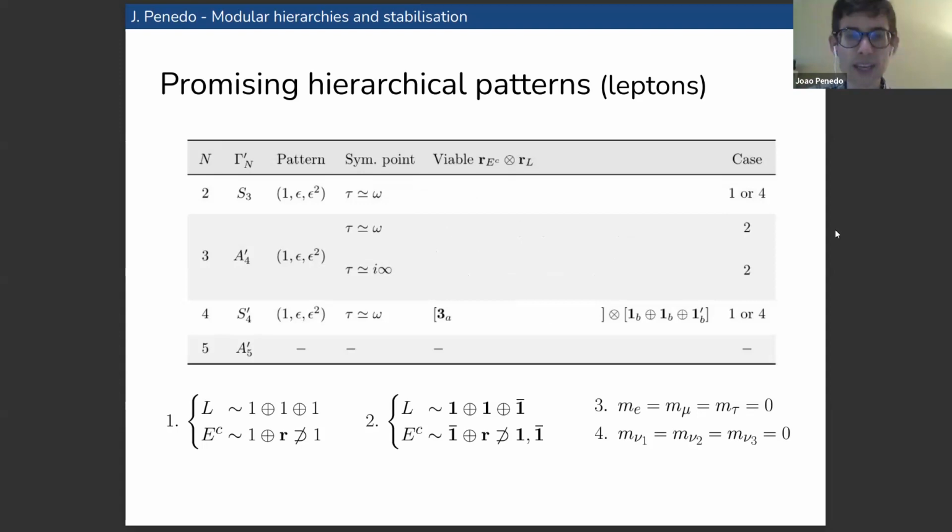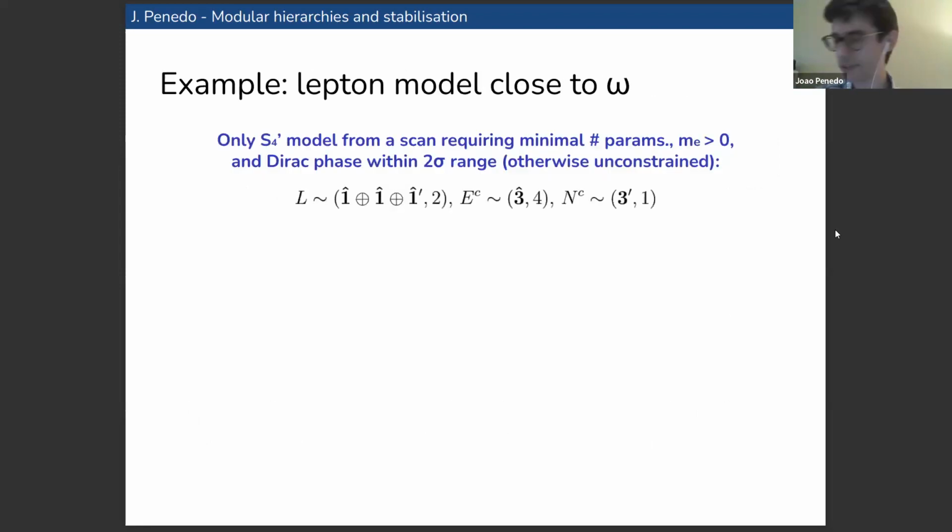It's this one. It has a triplet of S4, and the doublets are transforming as these singlets 1, 1, 1 prime of S4. This will lead to a pattern of masses, which is 1, epsilon, epsilon squared, if your tau is close to the cusp, this omega, which is the cube root of identity. Okay, so we performed this fit, and we found several models. This is, let's say, the minimal model, but there were several models which would work with these kind of assignments.